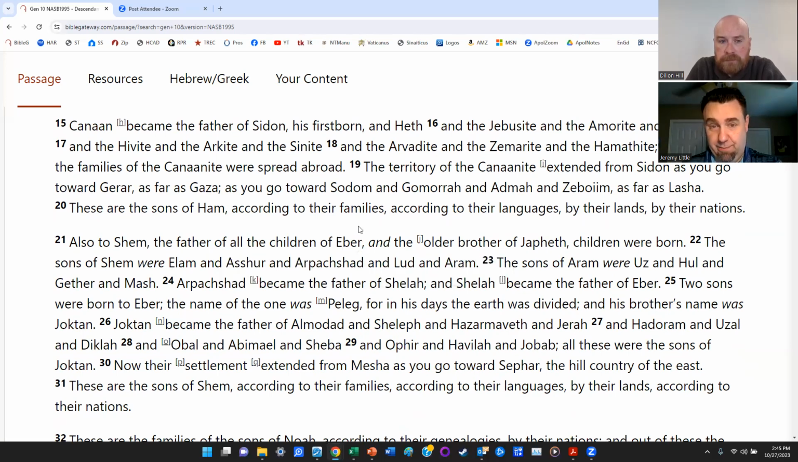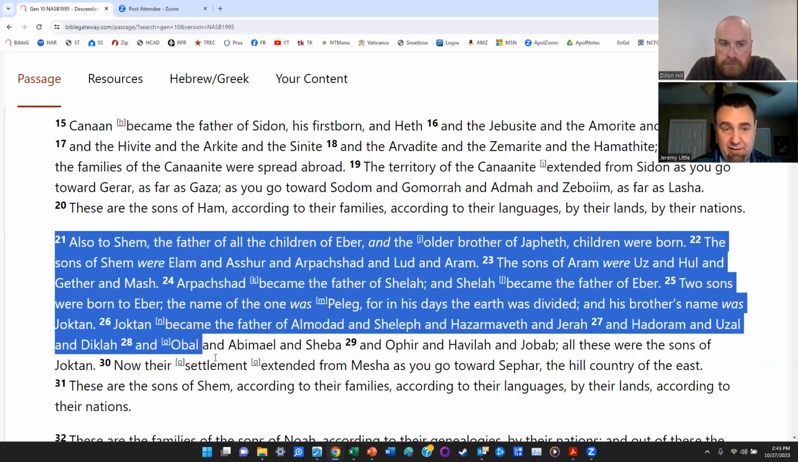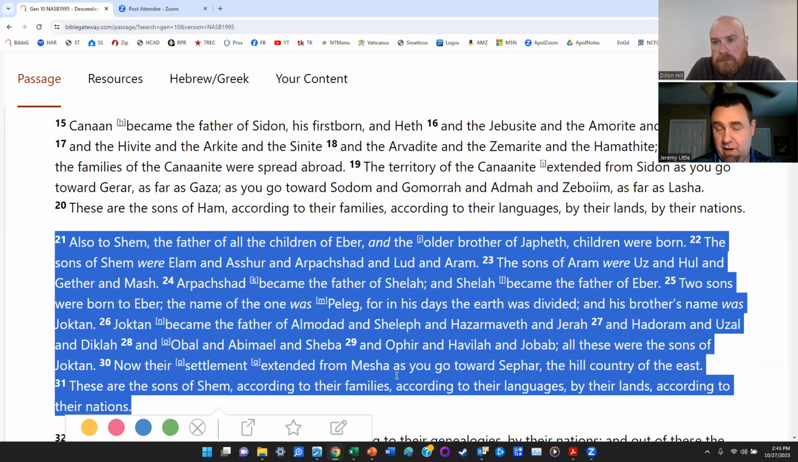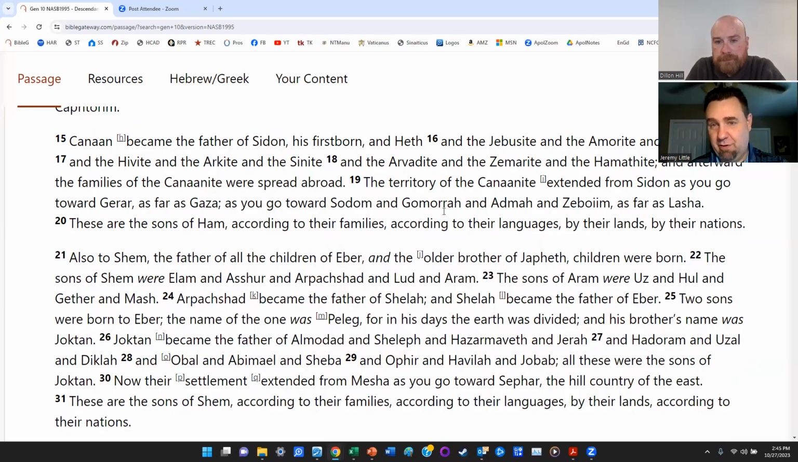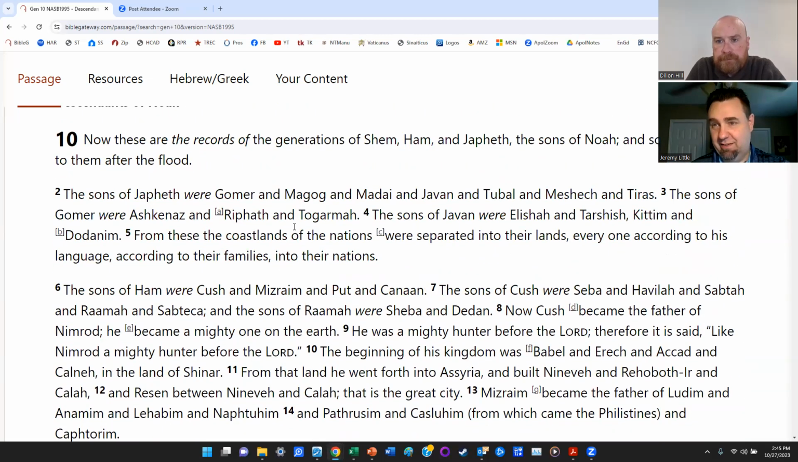So he went in a certain direction. But he's the father of all the children. The focus of this chapter is not just on the background of the Hebrews. It's on the background of everybody: the Hamites, the Japhethites, and the Semites, or the Shemites.